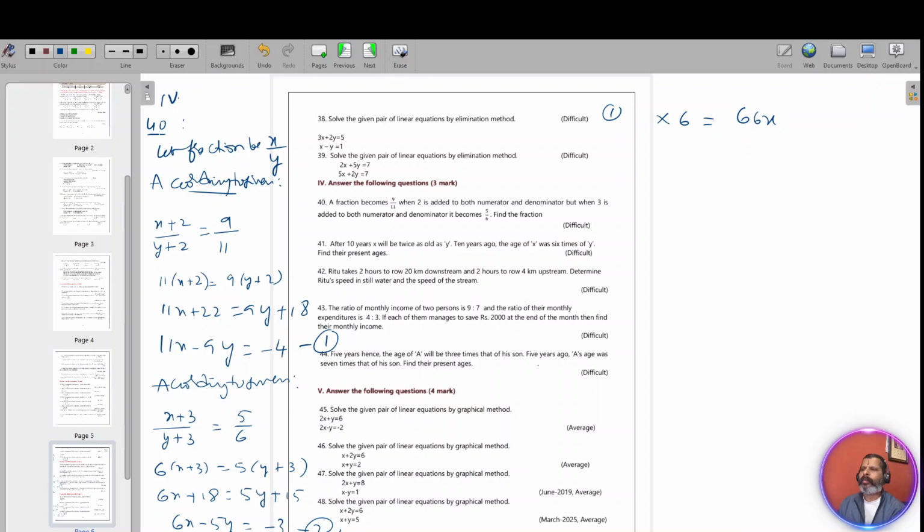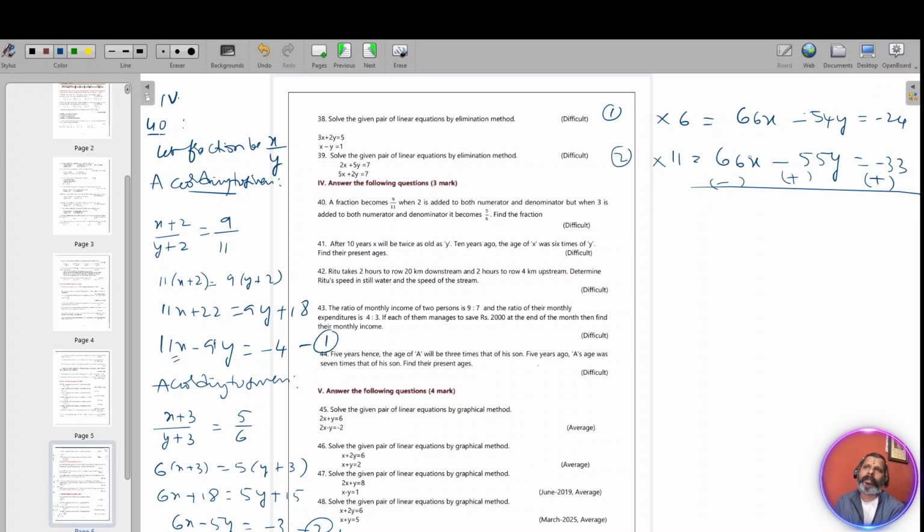You can also make the y coefficient equal, no problem. It's up to you, as I always tell. So minus 54y equals 6 times minus 4, which is minus 24. Then I'll make the second equation's x coefficient the same, so multiply by 11 here. So 11 times 6 is 66x minus 11 times 5 is 55y equals 11 times minus 3, which is minus 33. Since 66x are both positive, you subtract.